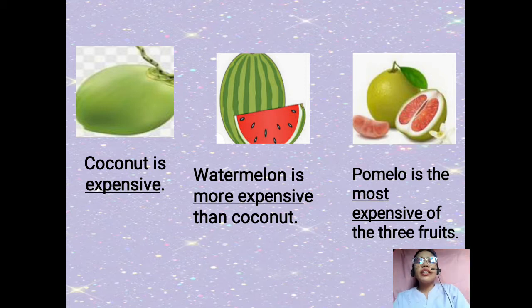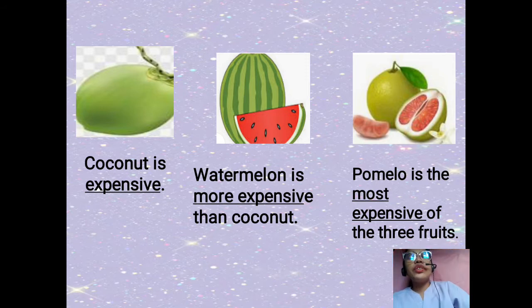Next picture, watermelon is more expensive than coconut. So in this sentence, what is an adjective? Correct, more expensive. So what have you noticed in this sentence? Do you have any idea about the sentence? Okay, so there are two nouns that being compared. So watermelon is more expensive than coconut.